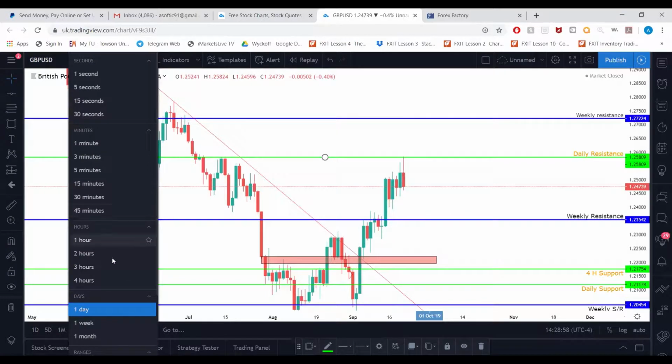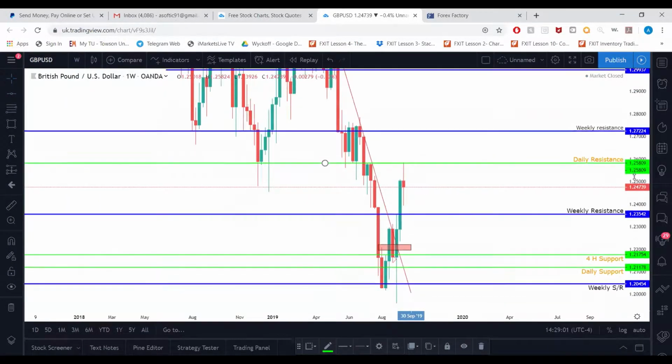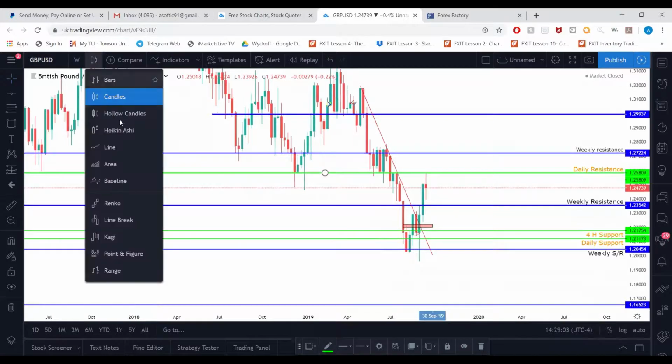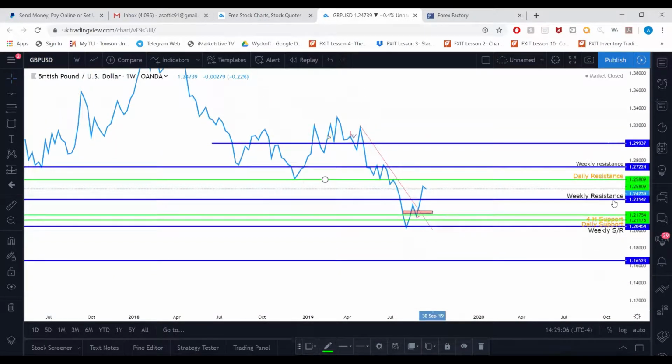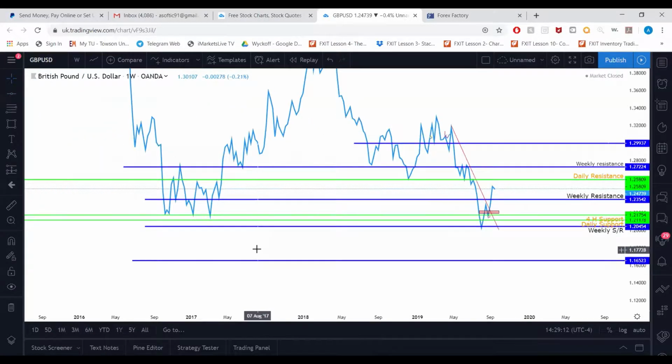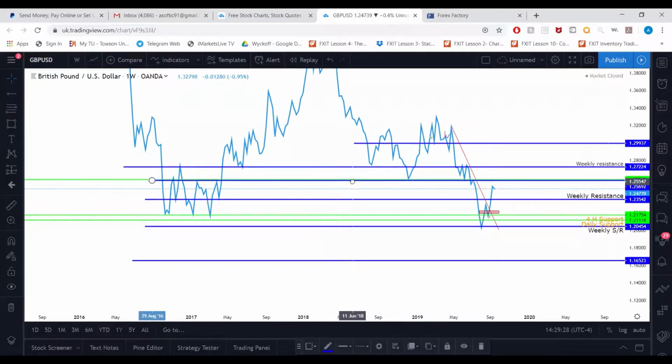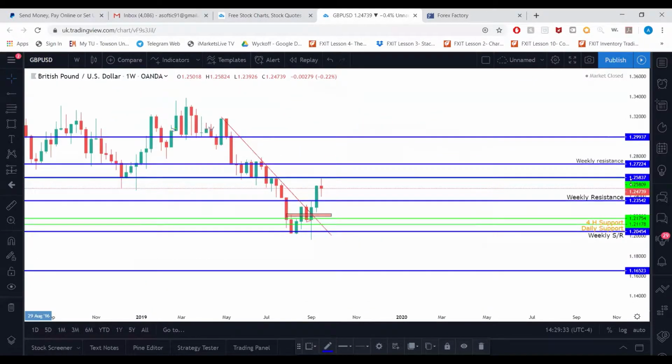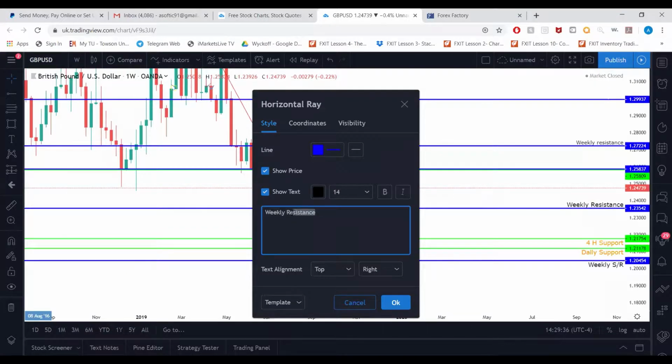But let's look at it on a weekly just to verify once again. Actually, this is weekly resistance, which is even better. So this would actually be weekly resistance right here, which is even better for us. So we know it's a really strong zone. This is now weekly support.